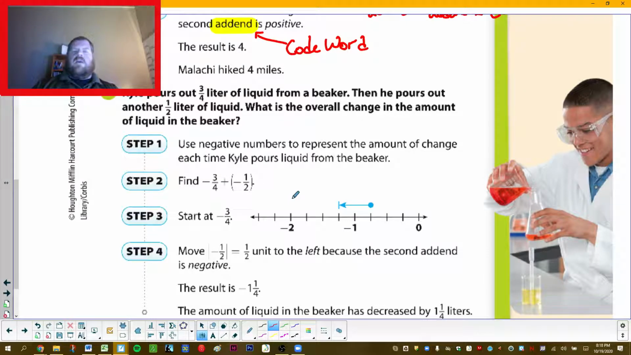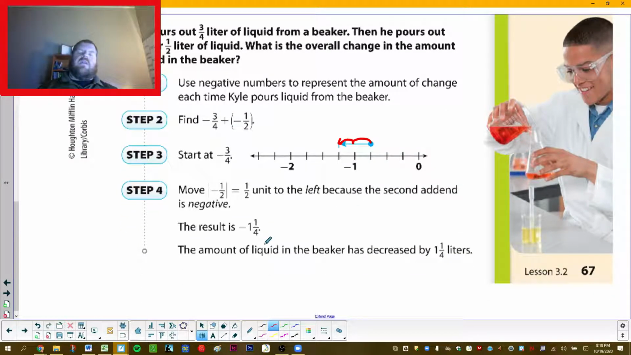It says use negative numbers to represent the amount of change each time Kyle pours liquid from the beaker. So we have negative 3/4 plus negative 1/2. I'm going to start at negative 3/4 and I'm going to move left because my second addend is negative. I'm going to move left 1/2, which is 2/4. So overall he's removed 1 1/4 liters from the beaker.